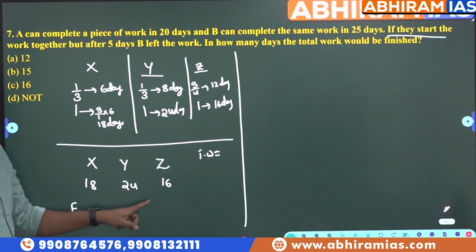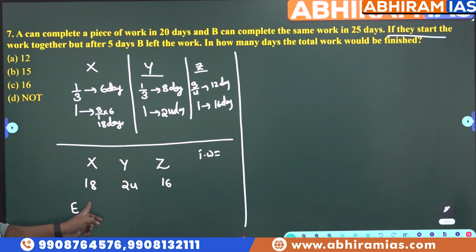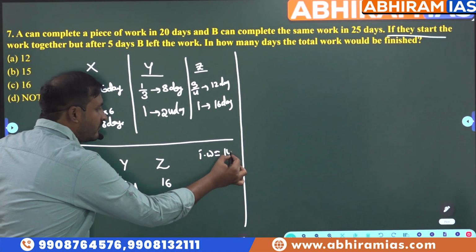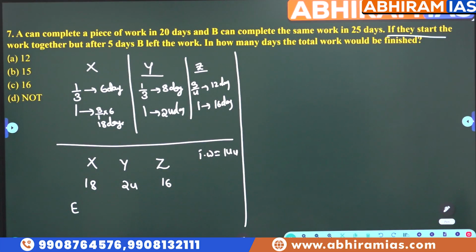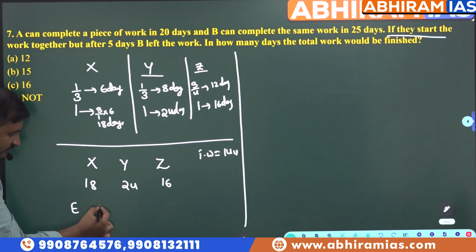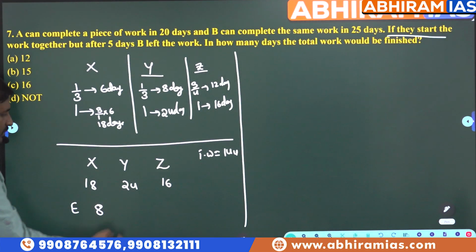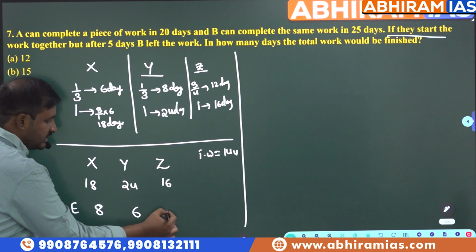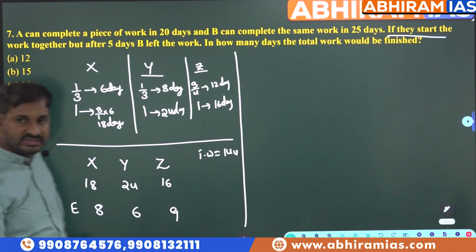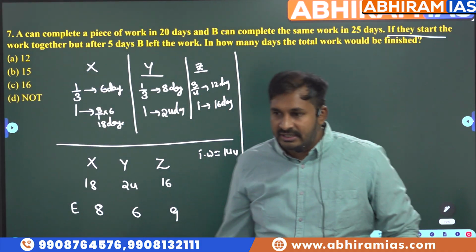24, next 48, it is divisible by 16 but it is not divisible by 18. Next, similarly if you go like that, you will get 144. You will get total work as 144. Now what happens to the efficiency? 8, 6 and 9. So their efficiencies are 8, 6 and 9.